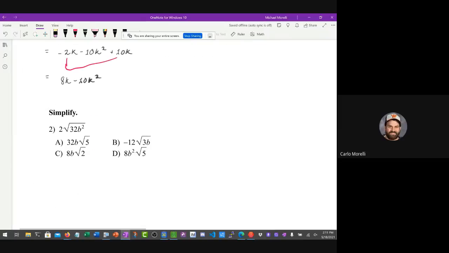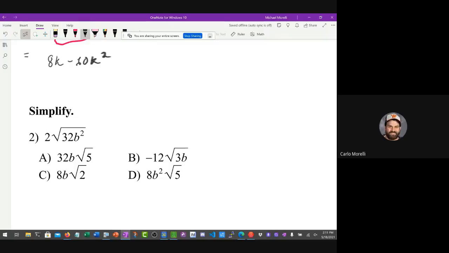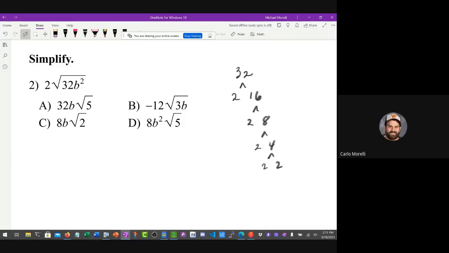Moving on, we're asked to simplify a radical expression. So the most important thing is the 32. We need to come over here and write down 32 and actually prime factor this. So that's going to be 2 times 16, 2 times 8, 2 times 4, 2 times 2. So there's all 2's, right? There are 5 2's. And we're going to rewrite the radical as the product of those prime numbers.